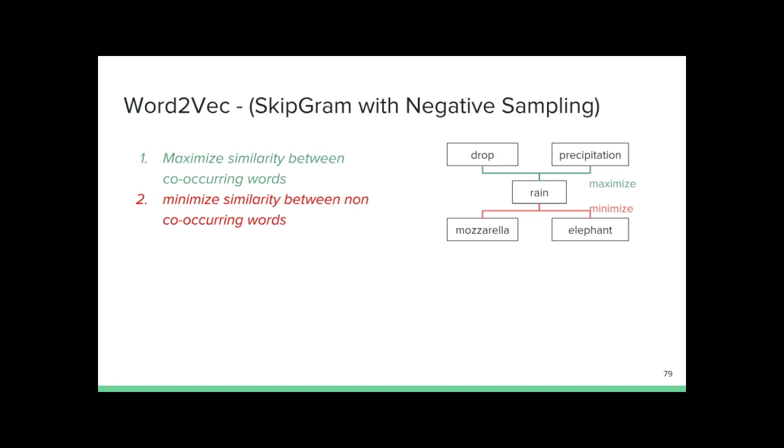So we'll try to maximize the similarity between rain and drop and rain and precipitation, so minimize distance, maximize similarity, and minimize similarity between rain and mozzarella. And usually similarity here is some function of the dot product between these two vectors, in this case just a sigmoid, but you can choose all kinds of flavors here. And what you want is that in vector space, precipitation and rain are close to each other, and mozzarella is somewhat orthogonal to it.